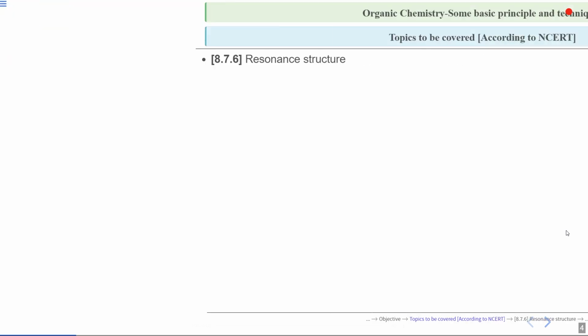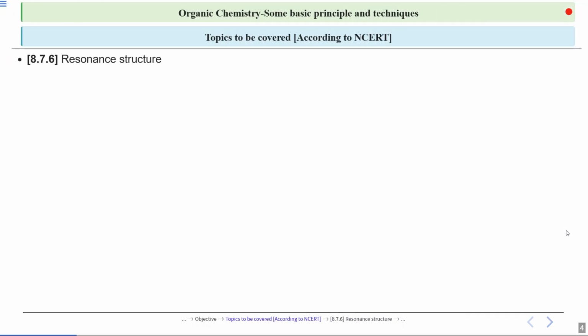Now in this class, according to the NCERT, we will cover the section 8.7.6, which is resonance structure, and after understanding this resonance structure, we will move on to one of the electronic displacements, which is resonance effect. We already know there are three types of permanent electronic displacements. First is inductive, second is resonance, and the third is hyperconjugation. The temporary electronic displacement consists of electromeric effect, but our today's focus will be on resonance effect.